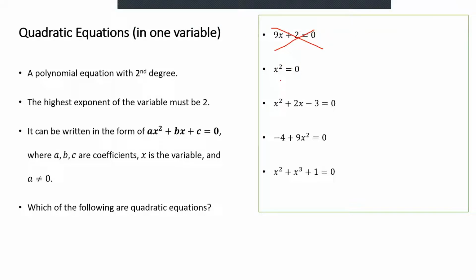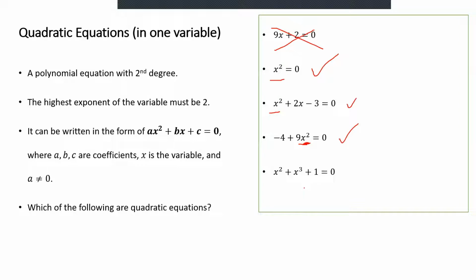Okay, how about this? x squared is equal to 0. We see x squared here. So this is a quadratic equation. x squared plus 2x minus 3 is equal to 0. Yes, this is also a quadratic equation. We see x squared here. Negative 4 plus 9x squared is equal to 0. Yes, the x squared is over here with a is equal to 9. Its numerical coefficient is equal to 9.